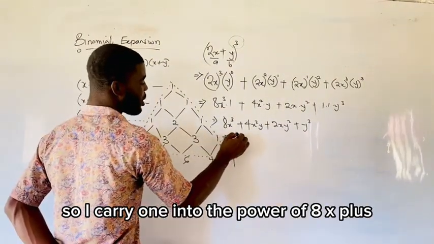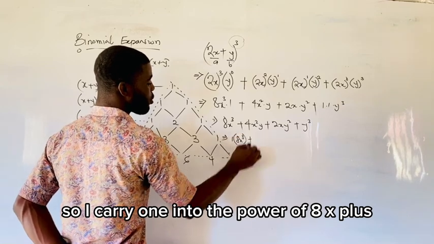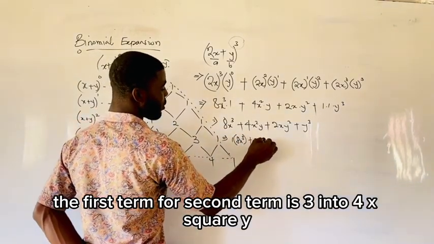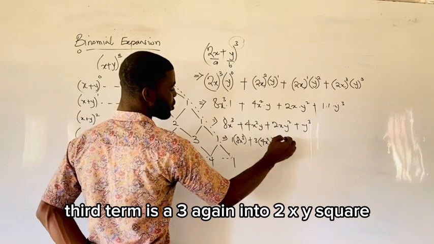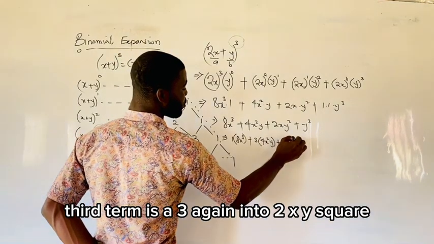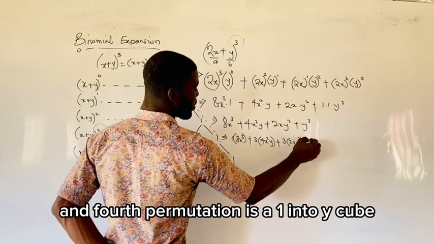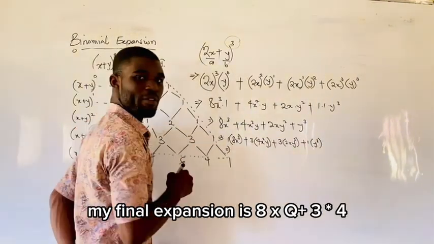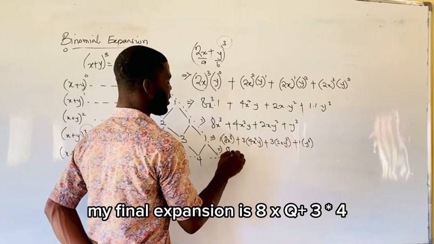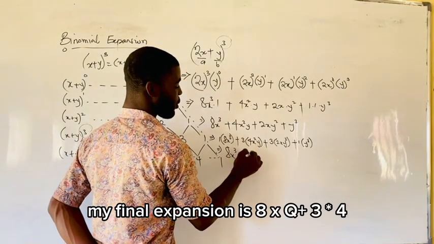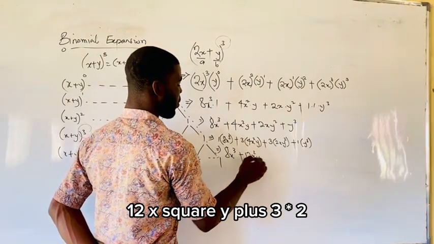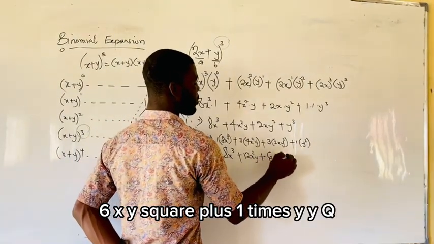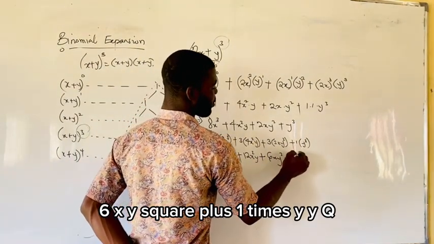This is my first term, so I carry the coefficient 1. So I carry 1 into 8x cubed, plus my second term. The coefficient for the second term is 3 into 4x squared y. The third coefficient is a 3 again into 2xy squared. And the fourth coefficient is a 1 into y cubed. So at the end of the day, my final expansion is 8x cubed plus 3 times 4, 12x squared y, plus 3 times 2, 6xy squared, plus 1 times y cubed.